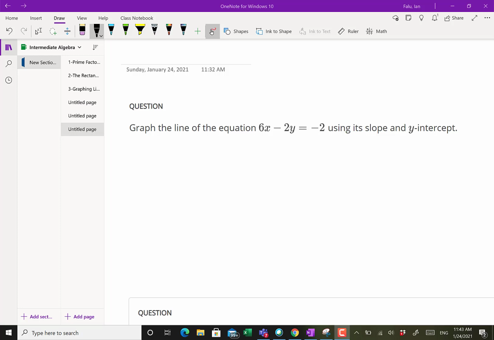Okay, I received these problems from a student. Hopefully they will make sense. So we're gonna do them. So the first one, it says graph the line, right?